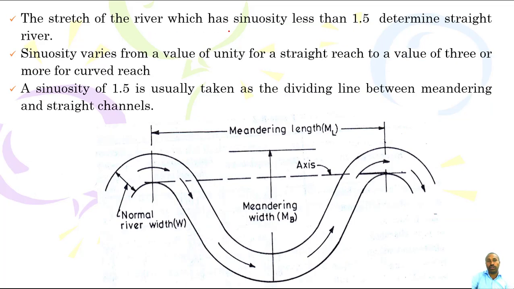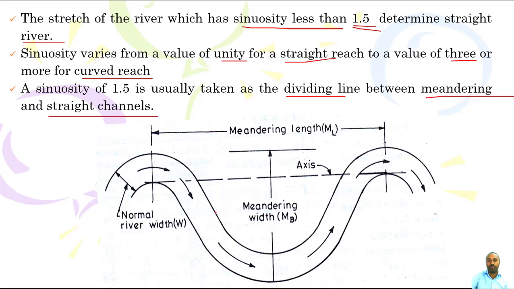And a stretch of a river which has sinuosity less than 1.5 is determined to be a straight reach of a river. Otherwise, sinuosity varies from unity for a straight reach to a value of 3 or more for a curved reach. So a sinuosity of 1.5 is usually taken as the dividing line, greater than or less than 1.5, between a meandering and a straight channel.